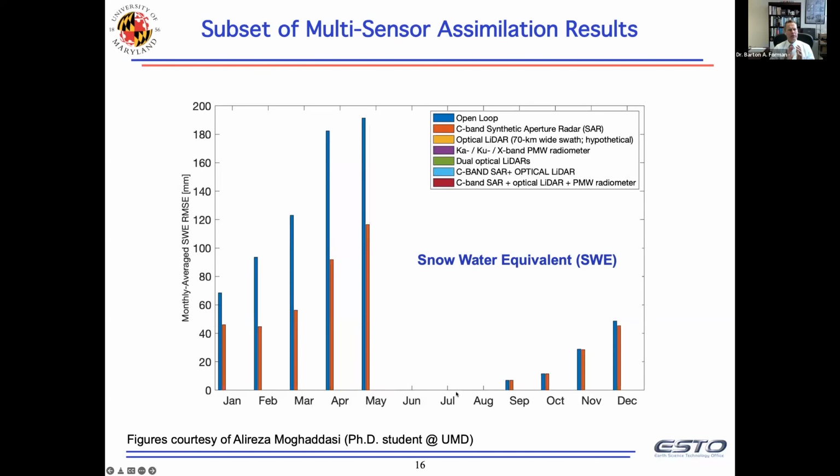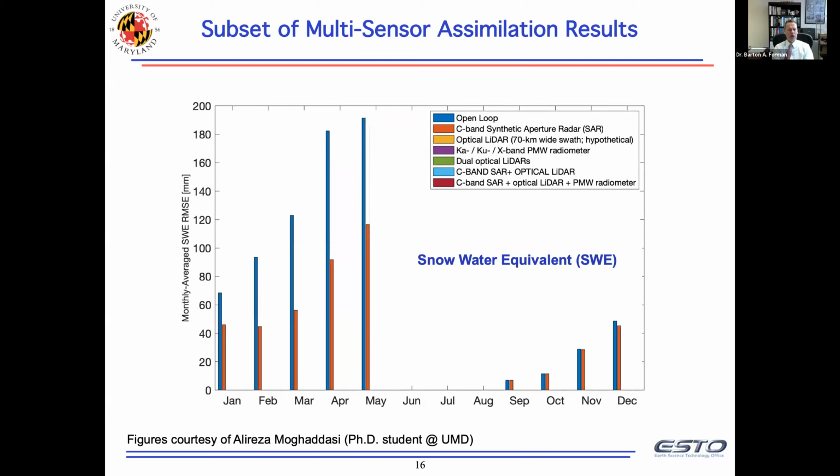I should also say that this particular subset of results, this is not North America as what I was showing in some of the videos. This is actually only a portion of Western Colorado. It's a large domain, but we could not run all of North America. It was just too computationally expensive.